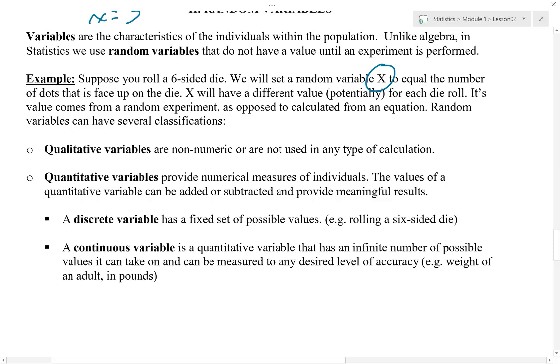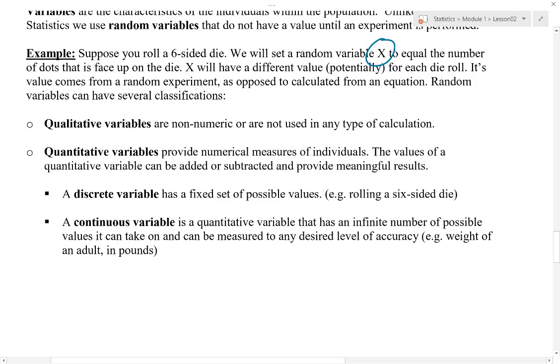But we have a few categories of variables that we're going to see as we go through the course. Qualitative, sometimes also called categorical. Qualitative variables are either non-numeric, they don't involve numbers, or they're not used in any type of calculation. Quantitative variables are variables that you would perform a calculation on.